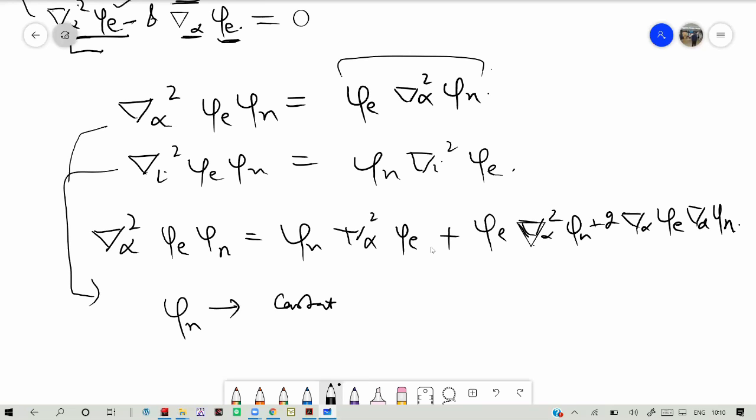Sir, but psi e is varying, right? So how can we take it out of the operator? Remember that. Yeah, psi e is varying, but when you treat them combinedly both, because of the nucleus, it has no variation. What we mean is that due to the nuclear field, psi e does not vary. That is why we are saying that psi e is a slowly varying function of nuclear coordinates, because psi n is constant.